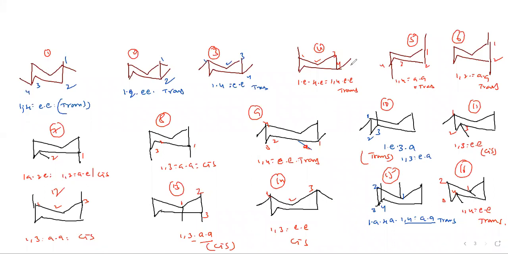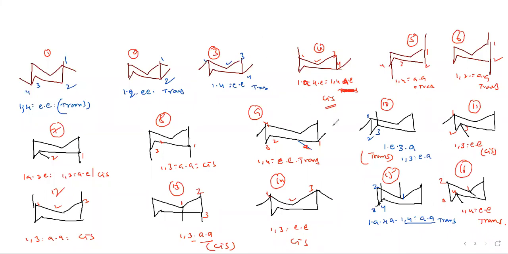Fourth one. Arjun Bandari, fourth one. 1 2 3 4. One is axial equatorial. Sorry, axial equatorial. This is like a cis. Is it clear? Yes, clear? Any doubts? Have you understood how to write down all these structures? Any doubts?